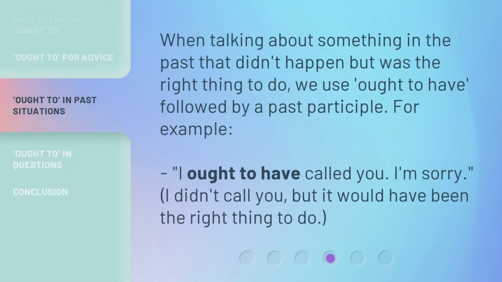When talking about something in the past that didn't happen but was the right thing to do, we use ought to have, followed by a past participle. For example, I ought to have called you. I'm sorry, I didn't call you, but it would have been the right thing to do.